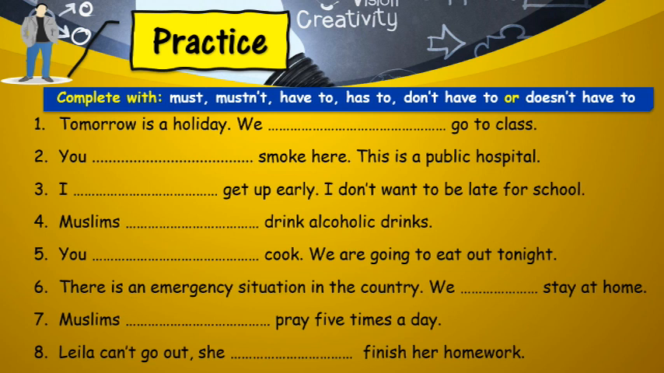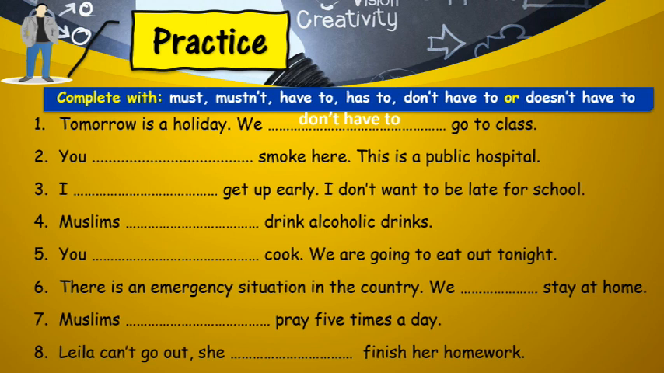Now as you have finished, let's correct the exercise. The first sentence says, tomorrow is a holiday. We go to class. The right modal verb is: we don't have to go to class tomorrow. Why? Because it's a holiday. So you all know that on holidays, it's not necessary to go to school or class. So we don't have to go to class.